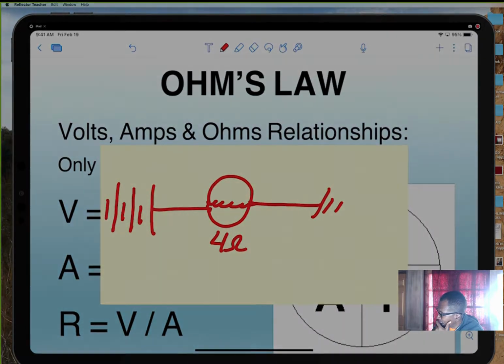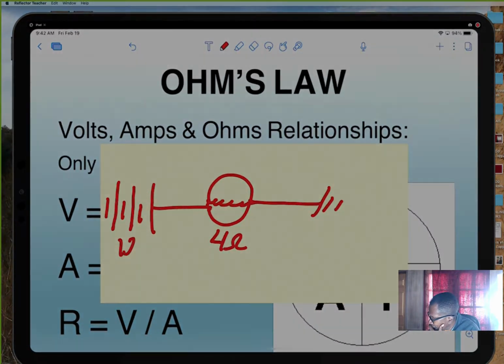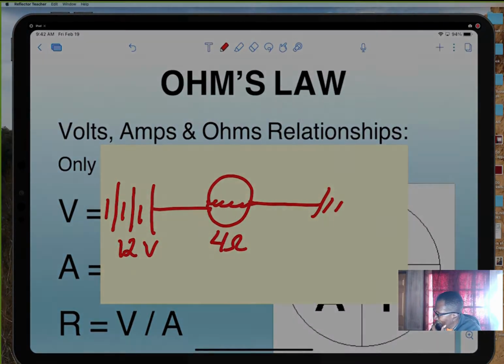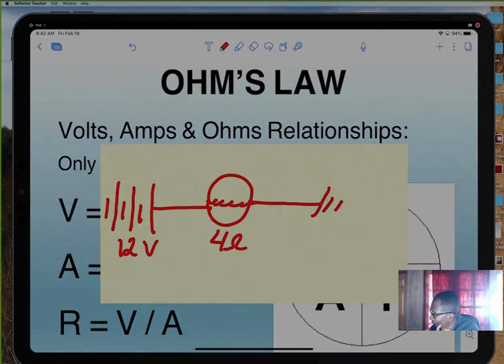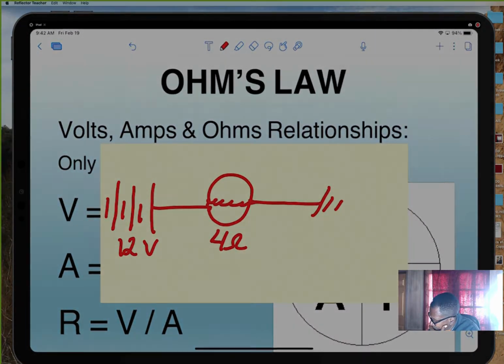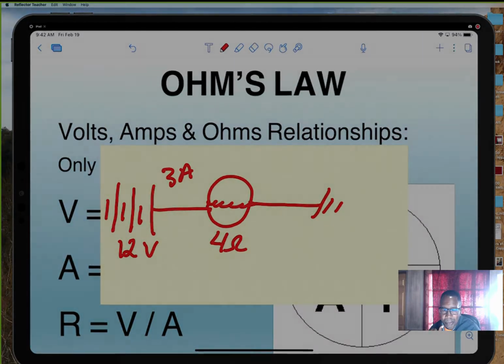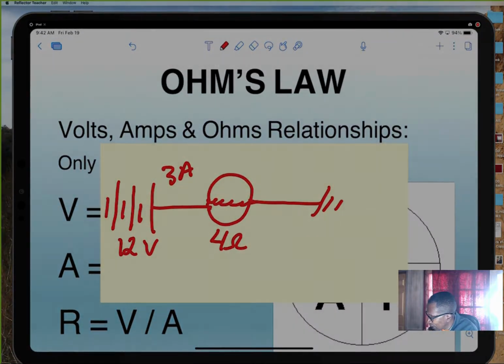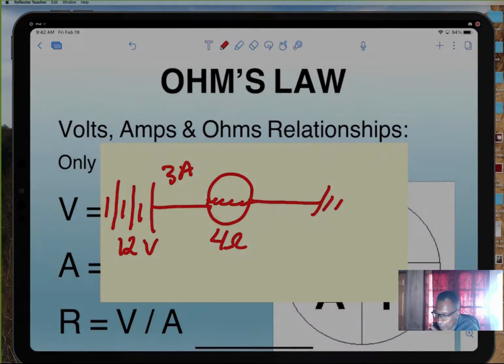All right, this is my light bulb. Okay, let's make it easy. I got a 12 volt battery. This should be easy for y'all, especially if you did electric. All right, what's the current in the circuit? 3 amps, right? Pretty simple. What type of circuit is this anyway? Series. It's a series circuit. All right.